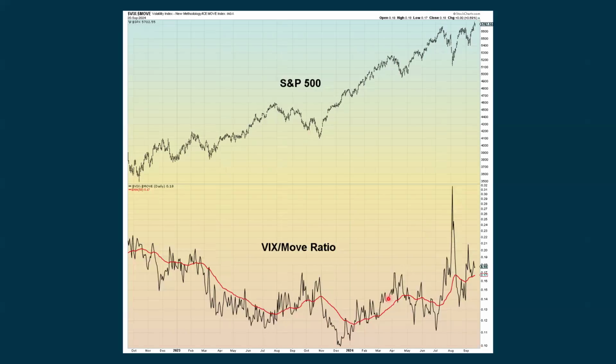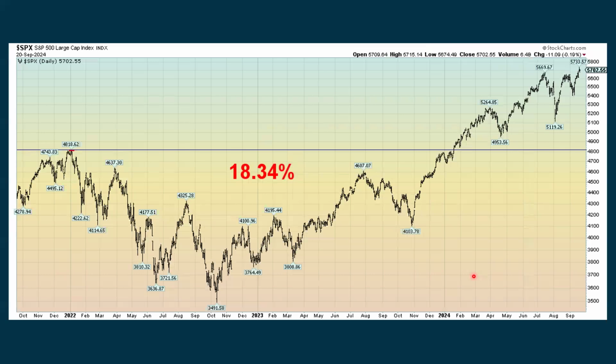Then we look at the volatility of stocks as measured by the VIX, and the volatility of bonds as measured by the MOVE index, and we can see that we're above the moving average. And generally, as this is going up, sometimes the market is going up. When this is going down, sometimes the market's going down. We're above this now, as both bonds and stocks have been going up, and with the S&P setting a new all-time high this past week. Then where are we in relation to the previous all-time high that was set early in January 2022? As of Friday's close, we are up 18.34% from the previous all-time high.